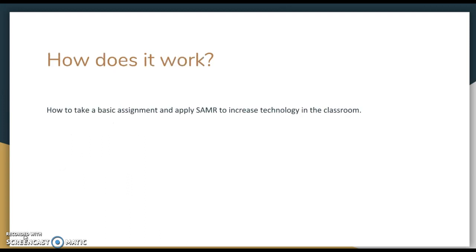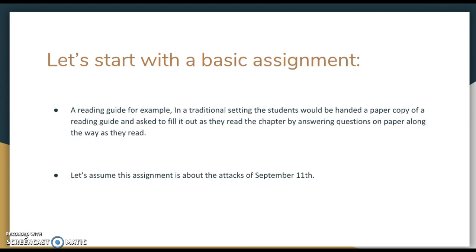How does it work? First, we're going to take a basic assignment, apply SAMR's rules to it, and increase technology in the classroom. This can be done on a basic level or a much higher level, as you'll see here. So a basic assignment will be something similar to a worksheet handed out and kids are reading, let's say, something on 9/11 to make it a little bit more current. And students would read through, fill out a reading guide, and they would turn that in.